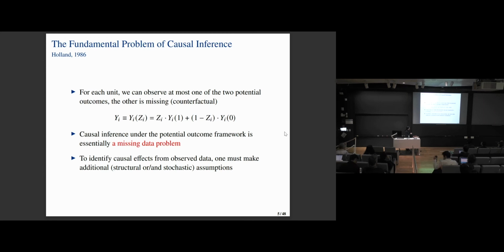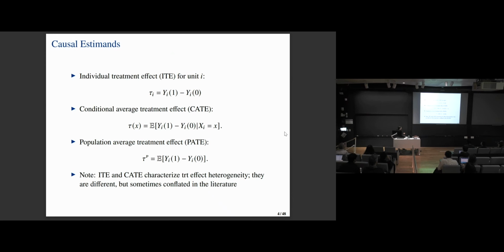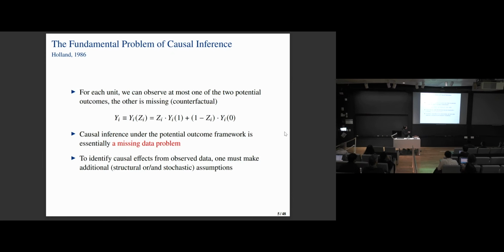Okay, so once you look at this, you realize that at least half of the data are missing. Because the causal estimand is defined as the contrast of potential outcomes, you actually observe only one of them. So essentially, you can view causal inference as a missing data problem. But this is not just any missing data problem. The missing data is very structured.